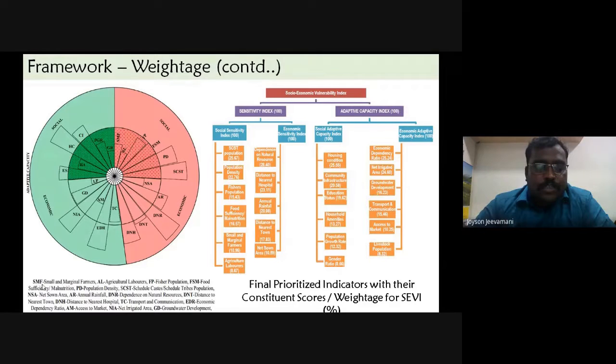See, SMF means small and marginal farmers, which is a social sensitivity indicator. So it is coming like that. Well, you see this pie, all the indicators have different weightages.